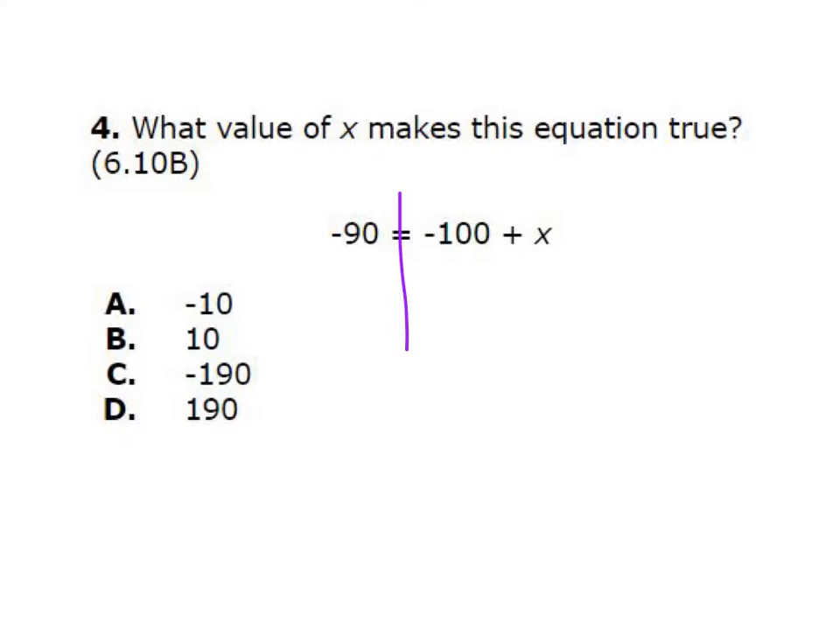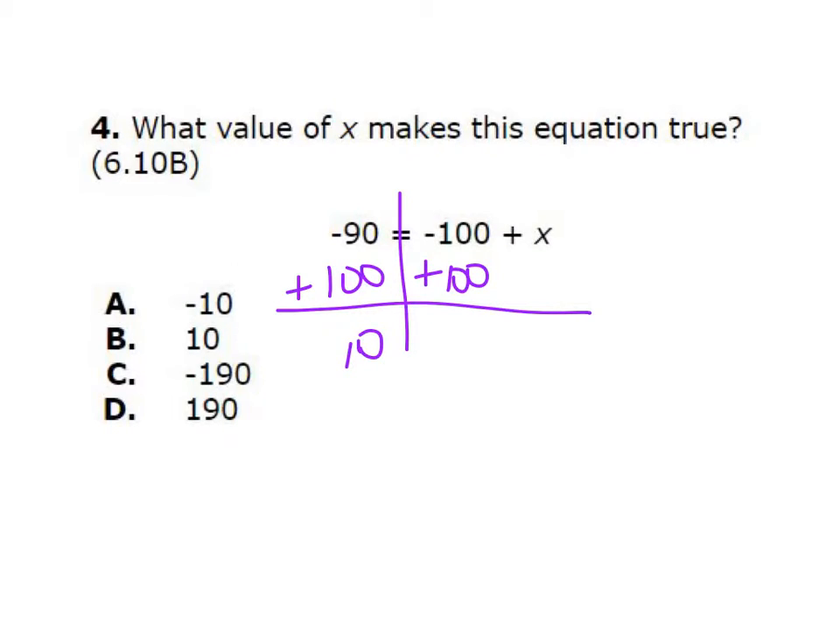So what we're going to do is the opposite or inverse operation. Because it's a negative 100, I'm going to zero it out or make zero pairs by putting positive 100. You do that to the other side because remember, fairness rule, whatever you do on one side, you have to do on the other side. So then we see, negative 90 plus 100 equals 10.